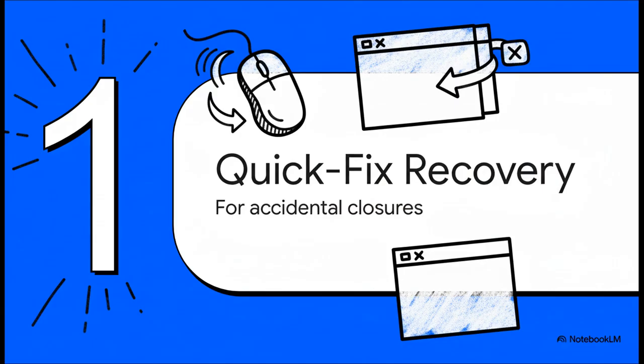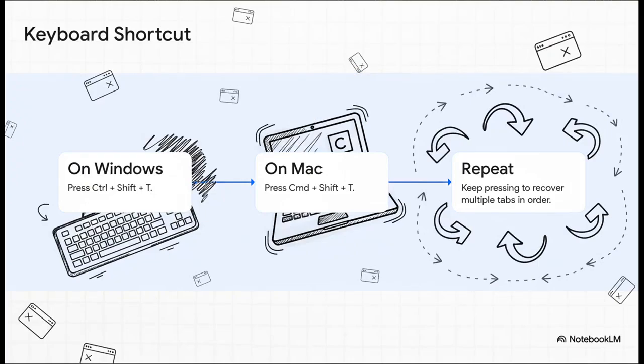First up, let's tackle the most common one. You just accidentally closed a tab or a whole window. This is what we call the quick fix recovery. Okay, you're going to want to commit this one to memory. It is pure magic. On a Windows machine, it's Control-Shift-T. If you're on a Mac, it's Command-Shift-T. Hit it once, and boom, your last closed tab is back.